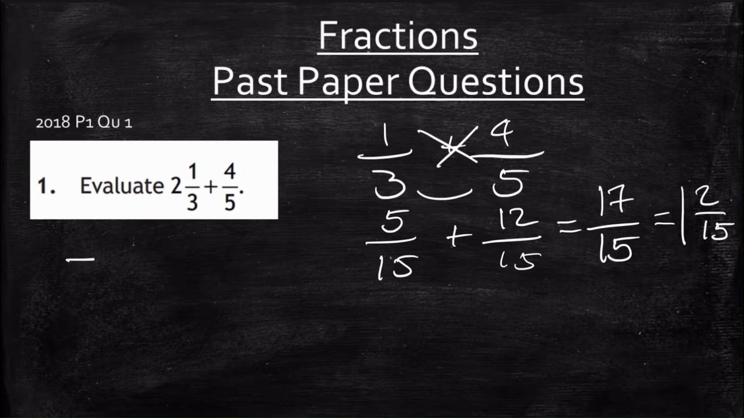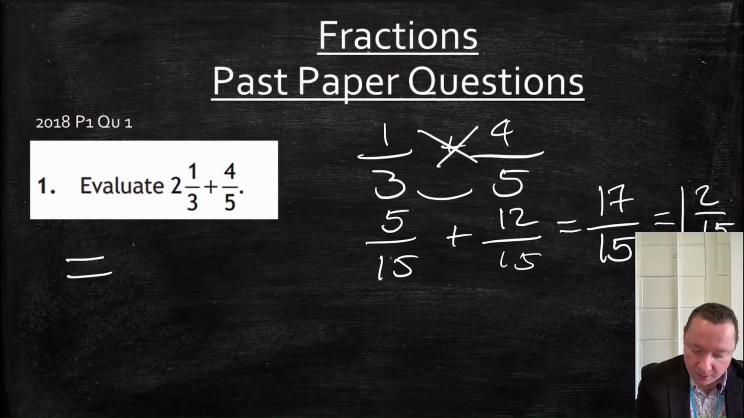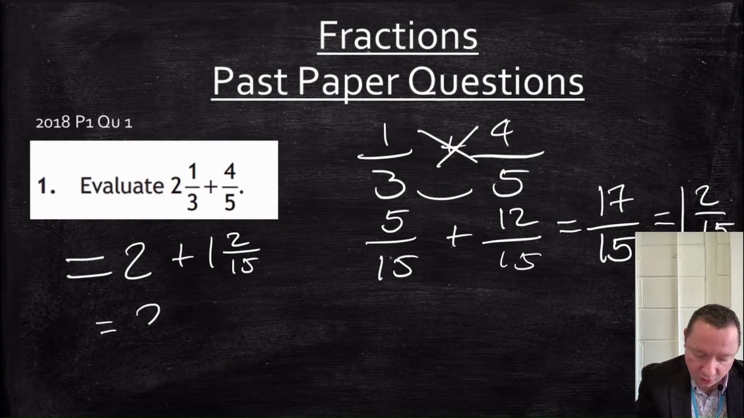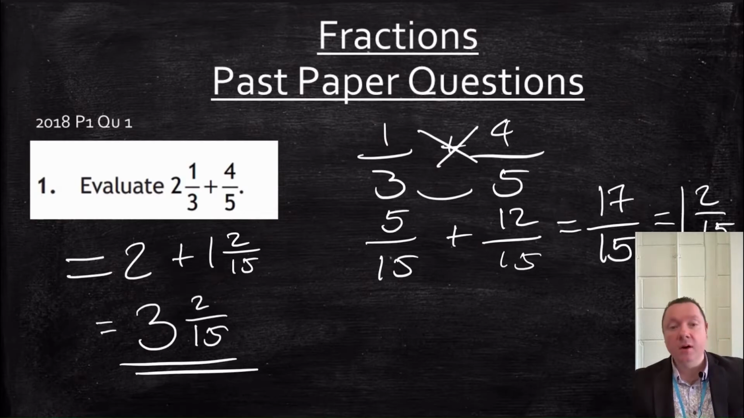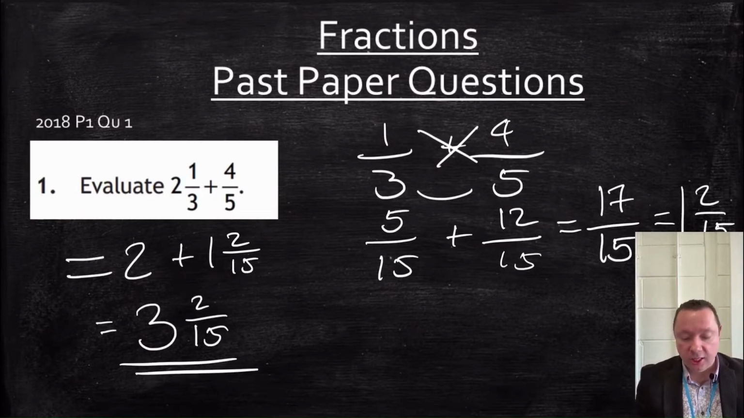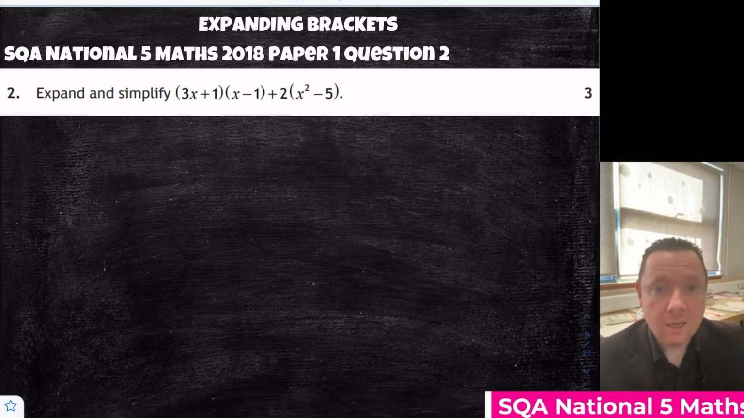So the answer to the question, I've got 2, remember. So I've got 2 plus 1 and 2/15, which means I've got 3 and 2/15. So again, remember, the other way you could have done this question is to change the 2 1/3 into an improper fraction and then add and simplify.